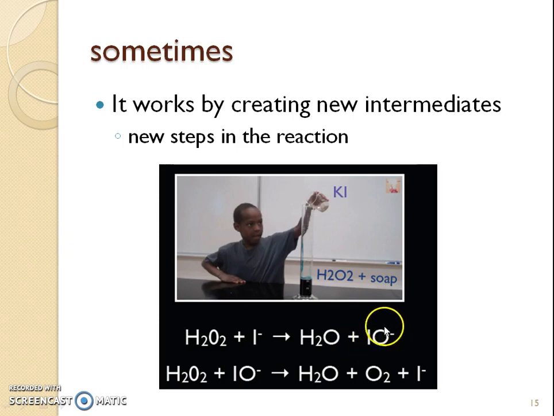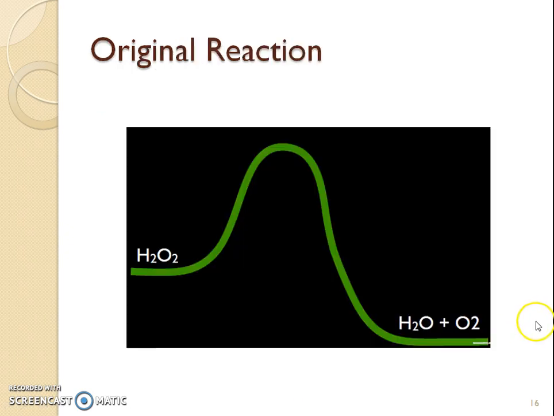So here we have made an intermediate with this particular elephant toothpaste reaction. So it's actually formed first. There's actually a new product formed, but then that product is used up again in a different reaction. So again, it is also just canceled out in the overall reaction.